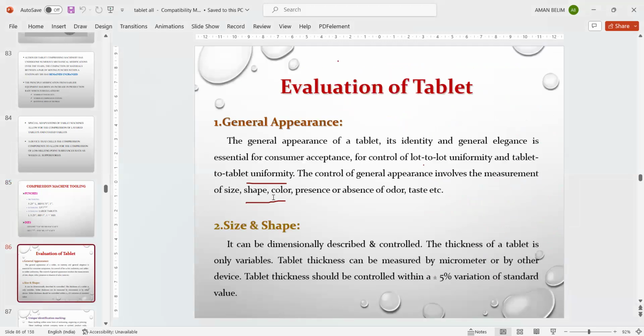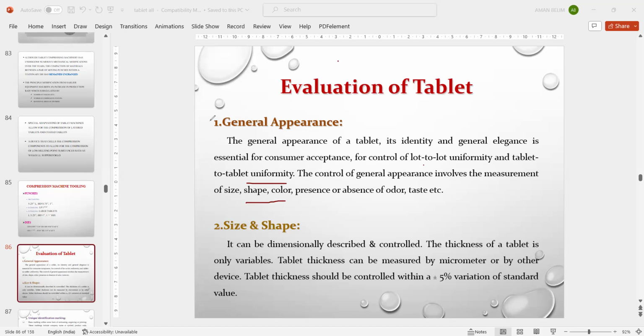Now we move towards the evaluation of tablets. So can you tell me, guys, what kind of quality control tests we have to perform for the tablet? Which are the main two types? Type your answer in the chat box. Which are the main two? Yes, official and one more. Yes, official and non-official. Very good.